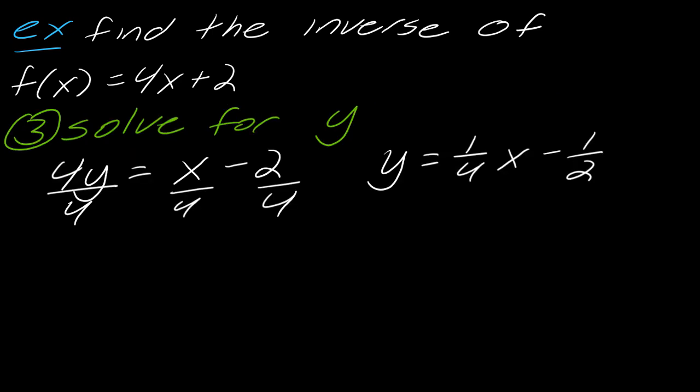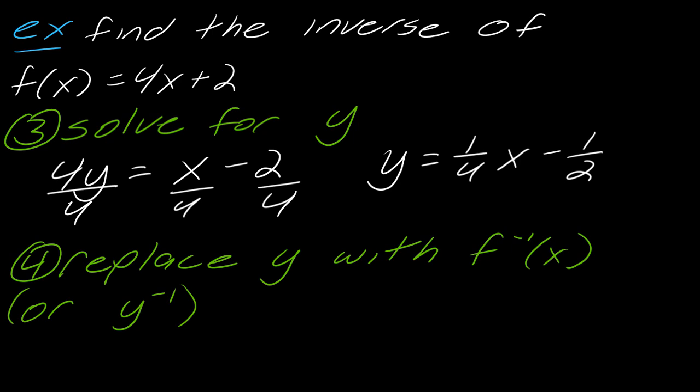The last thing you need to do now is make a notation shift. You want to denote that this is the inverse. Remember, for the inverse, you have this -1 symbol here. It looks like an exponent. So I would restate this as f inverse of x equals 1/4 x minus 1/2.